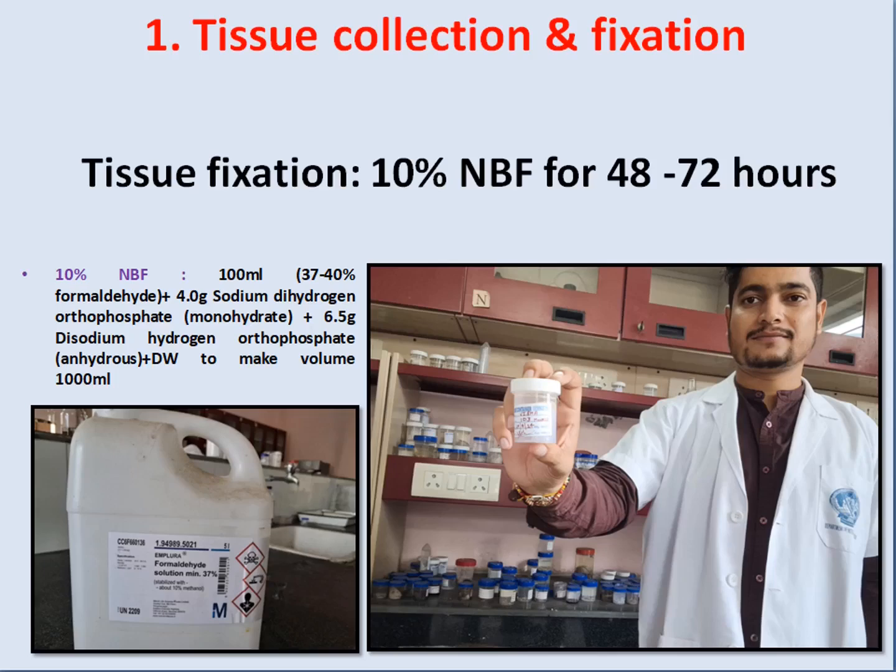You will have to add 100 ml of formaldehyde, 4 gram of sodium dihydrogen orthophosphate, 6.5 gram of disodium hydrogen orthophosphate, and 900 ml of distilled water to make 1000 ml of 10% neutral buffered formalin. It is an excellent fixative. Other than this, it caters to most of the need of most types of histological staining. But in case of special staining, suppose you want to stain uric acid, then the tissue will be fixed in 95 or 100% ethanol.